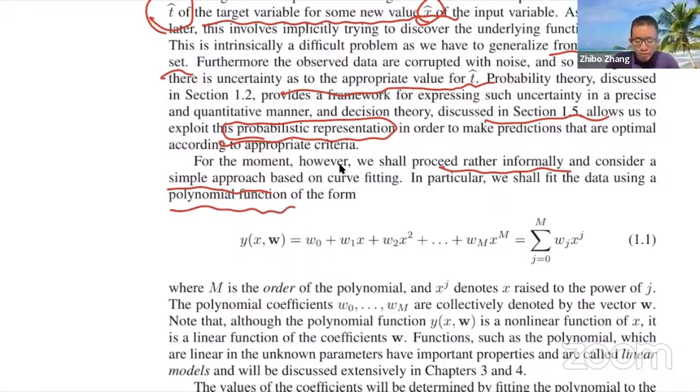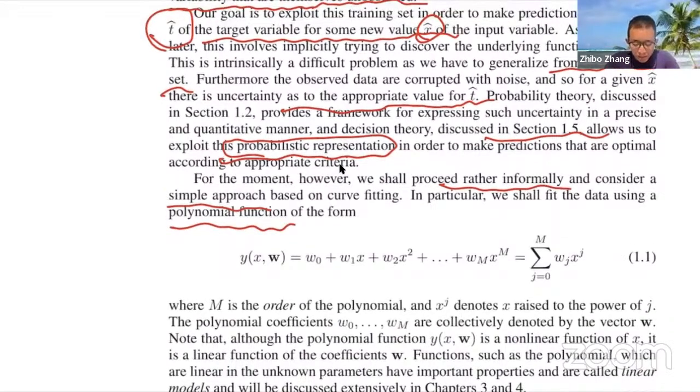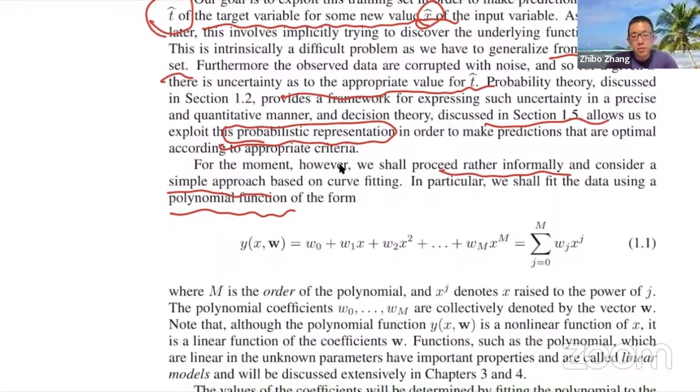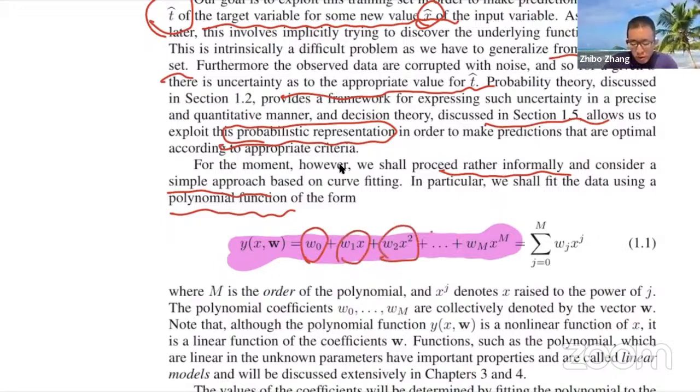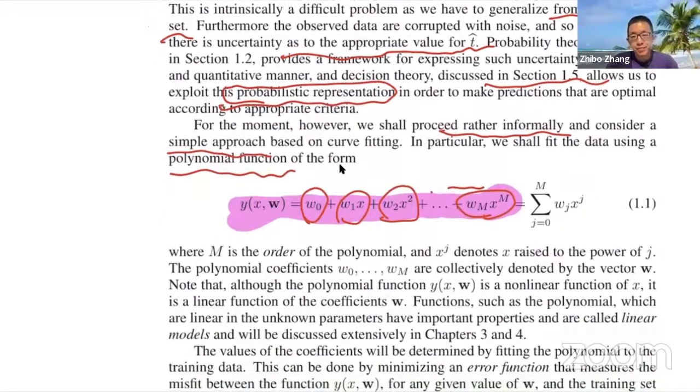So basically, you have an input x, okay? Right now it's a one-dimensional input space, and you want to fit some polynomial curve function to generate its prediction. And the form is going to look like this. It has a zeroth order term, first order term, second order term, and so on, all the way until the highest order term, okay?